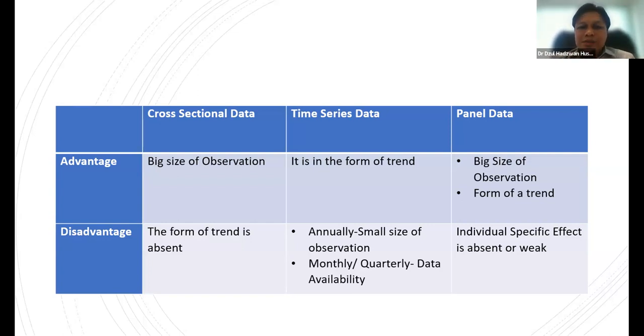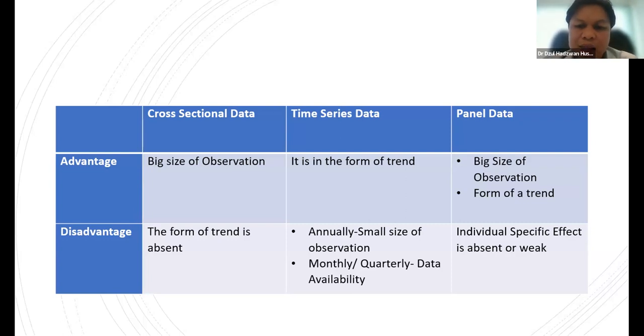Okay, in time series data, definitely we can capture the trend behavior. But then we have some limitation due to data availability. And then if, let's say, we have the annual data, then definitely we deal with a small size of observation, but nowadays we have a lot of techniques that are suitable to treat small size observation. And in the meantime, up to now, if annual data has reached 40 or more than 40 years already, I think it should be enough for us to come up with a robust empirical conclusion.